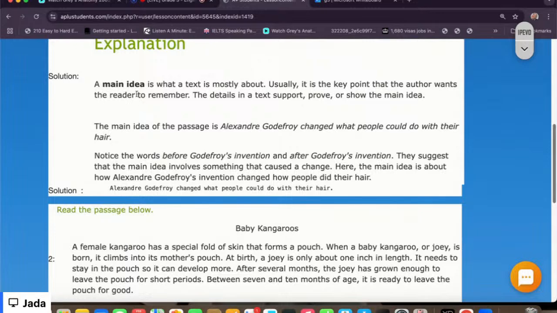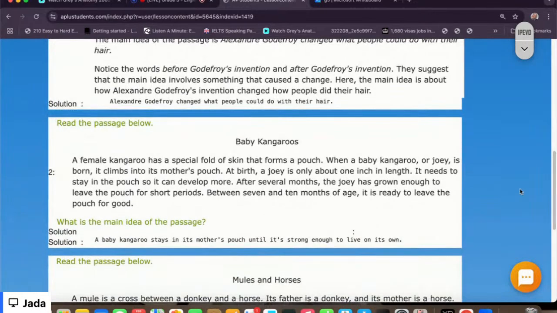All right, so we have the explanation here, which is a main idea is what a text is mostly about. So we know that the main idea is what the text is about. Usually, it is the key point that the author wants the reader to remember. The details in a text support, prove, or show the main idea. Just like this particular passage is all about a baby kangaroo.